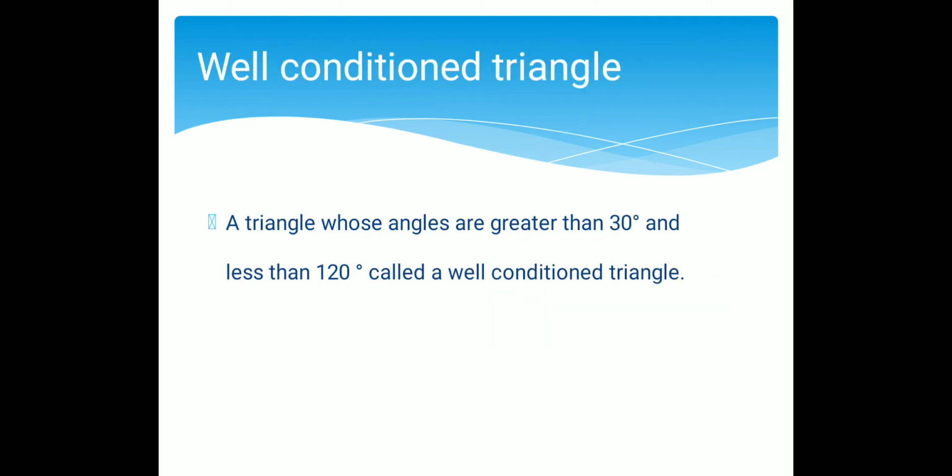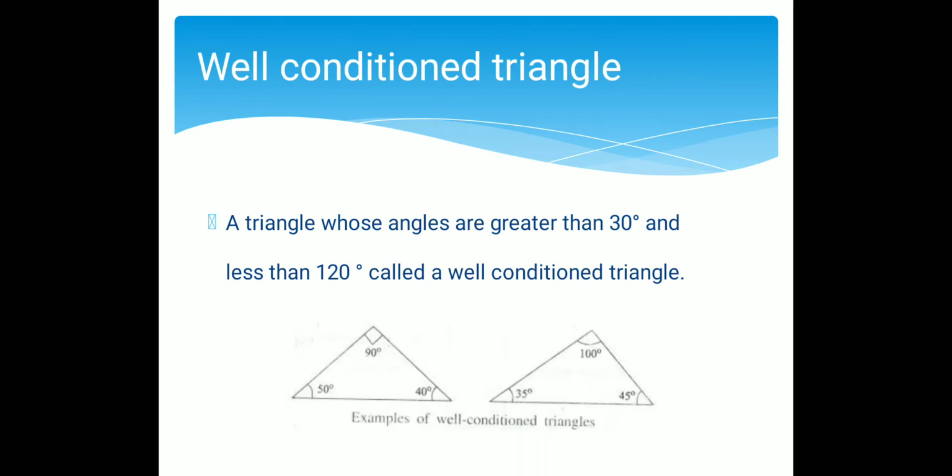So the area will be divided into a number of triangles, and those triangles should be well conditioned triangles. So what are well conditioned triangles? Well conditioned triangles are the triangles whose angles are greater than 30 degrees and less than 120 degrees. Here are a few examples of well conditioned triangles.